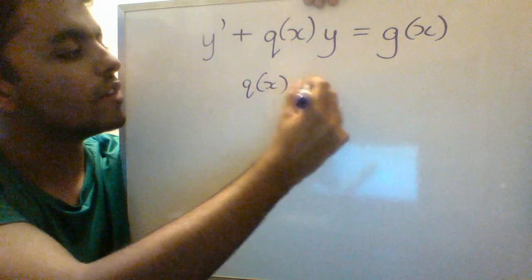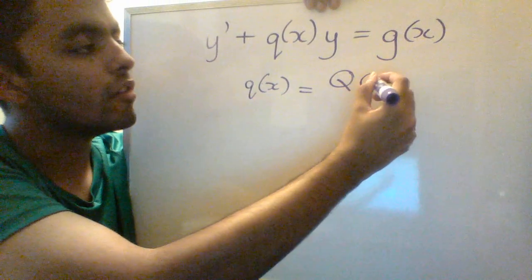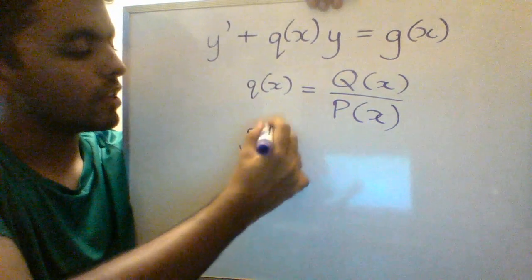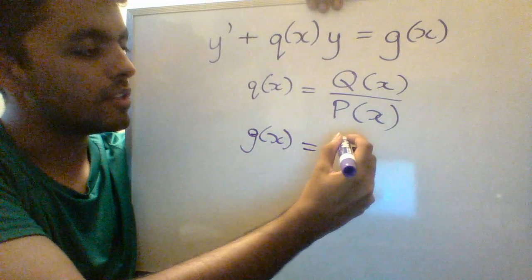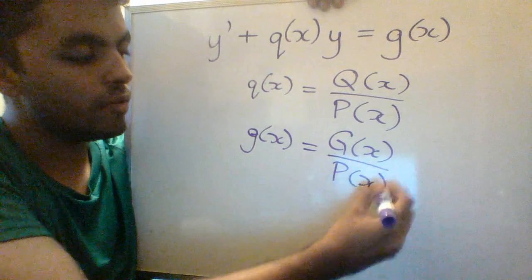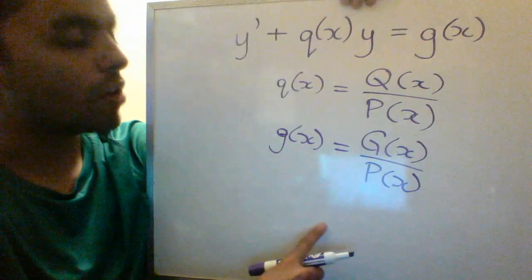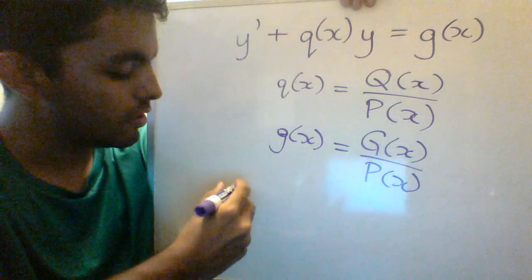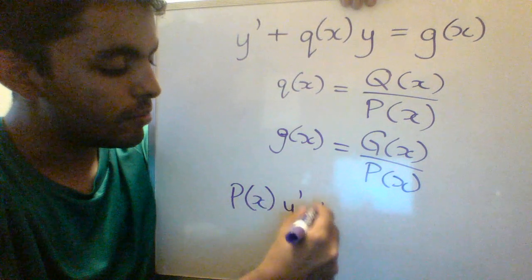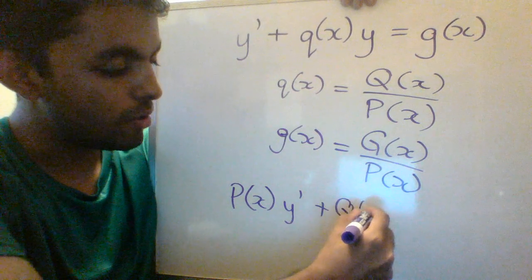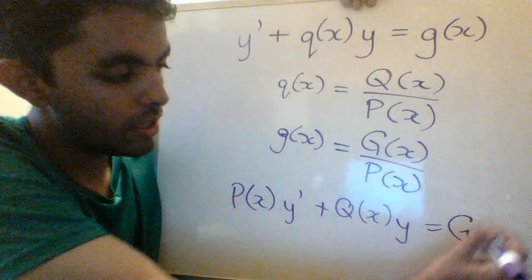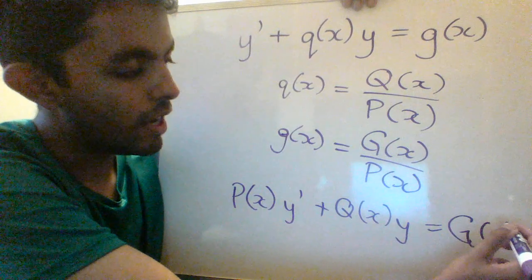All right? And remember, little q of x is defined as big Q of x divided by big P of x, and little g of x is defined as big G of x over P of x. And the reason we have this P of x here is because our original version of this formula was P of x times y prime plus big Q of x times y equals big G of x.